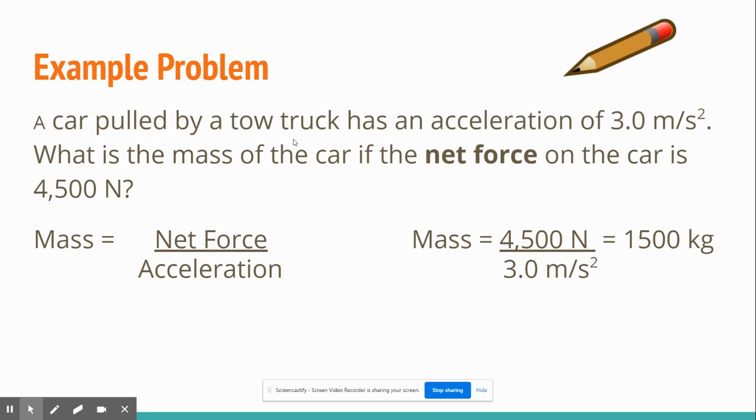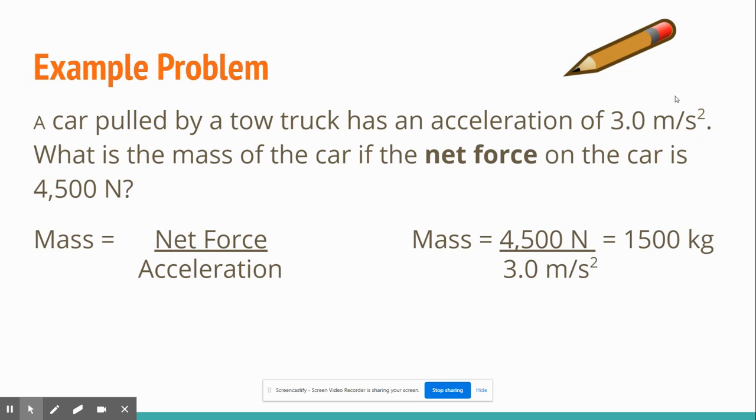A car pulled by a tow truck has an acceleration of 3 meters per second squared. Now, right off the bat, guys, I want you to look at that. Remember, acceleration is telling us how quickly something speeds up or slows down or changes direction. It's telling us the rate of change of that motion. So you're always going to have that little squared term. Now, if this is average acceleration, then I would say every 1 second, the car is going 3 meters per second faster.